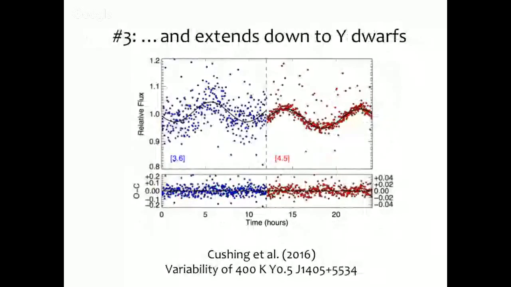We see variability all the way down to the coldest objects. This is a recent paper by Mike Cushing that shows variability for a 400 Kelvin Y dwarf. Again, with Spitzer, you can see this very nice periodic curve. The time scale here is something like a 7 or 8 hour rotation period.